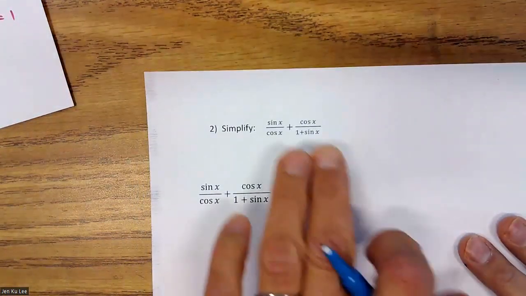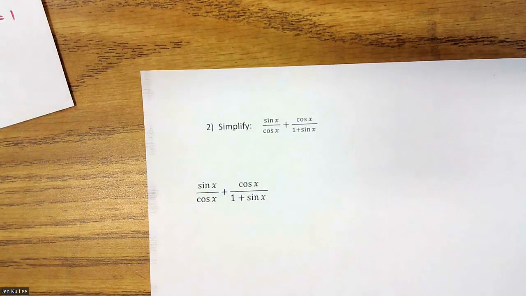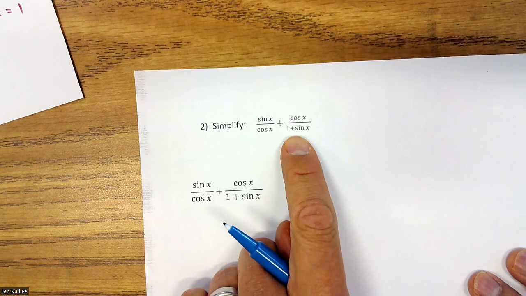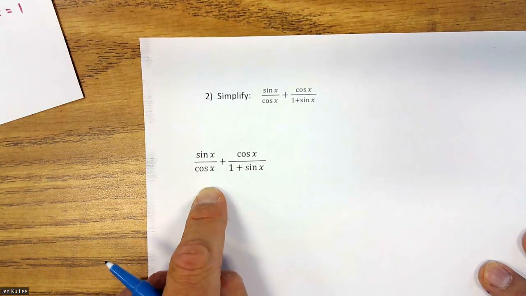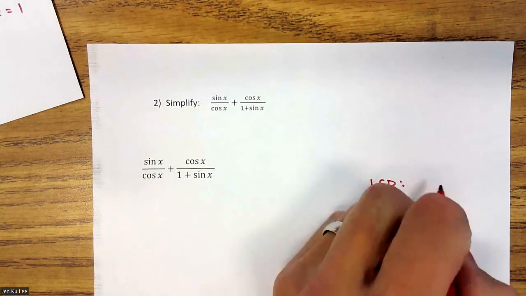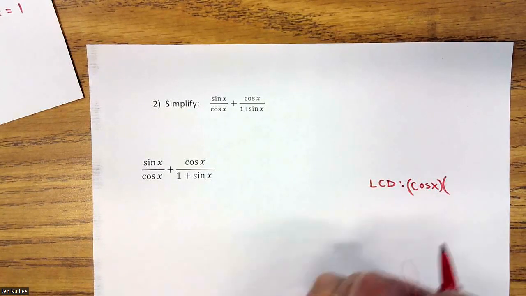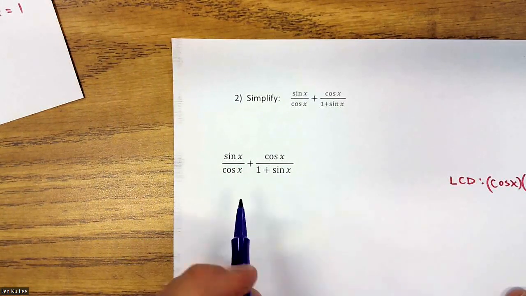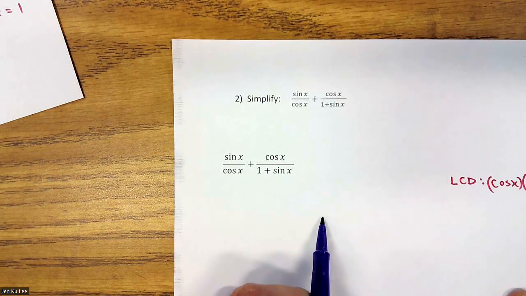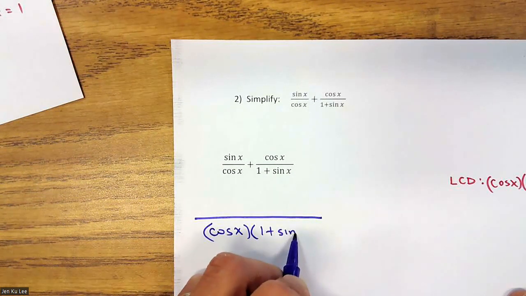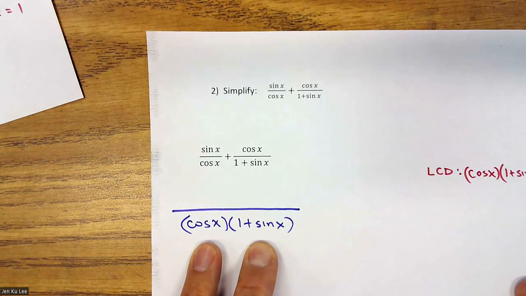For this problem here, we're going to simplify sine of x over cosine of x plus cosine of x over 1 plus sine of x. I wrote it here again. So I have two fractions, and what we want to do is find our LCD. Our LCD here is just the multiplication of the two: cosine of x times 1 plus sine of x. We could also do a sidebar here, but I'm just going to do it. That's just going to be all over cosine of x times 1 plus sine of x. And please do not distribute it. Just leave it like this because that's a lot simpler.